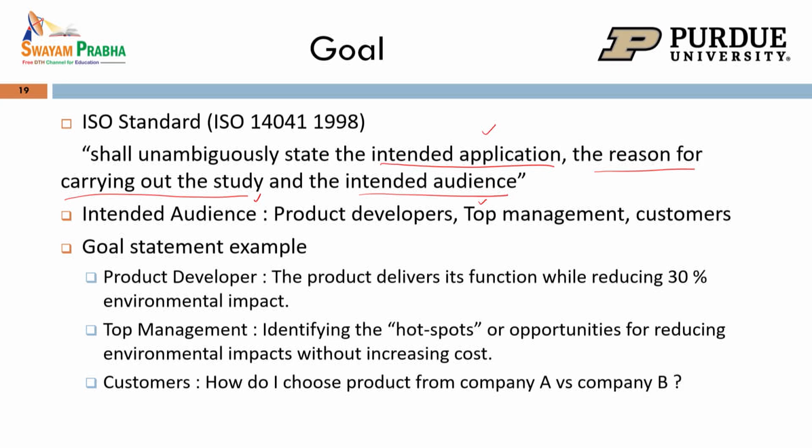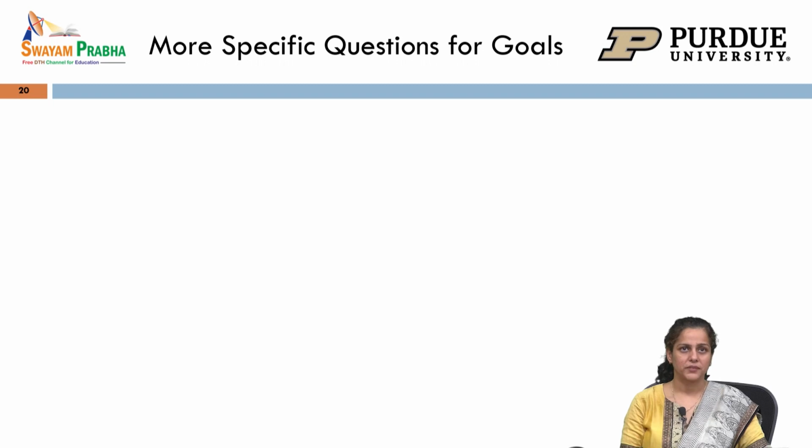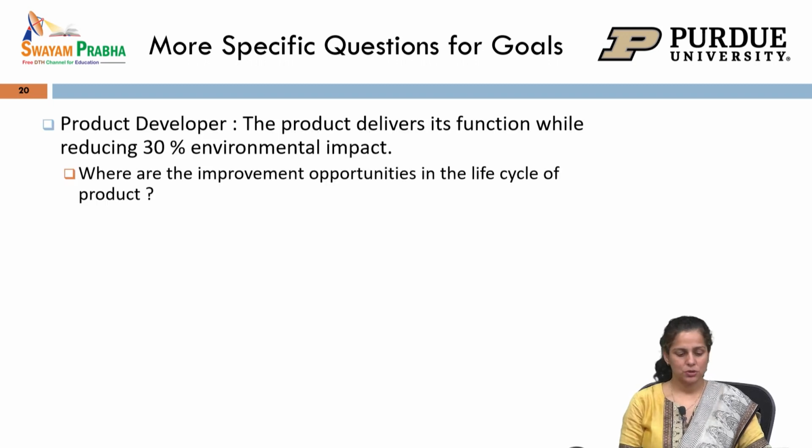For customers, the goal of my LCA is to make a choice between a product from company A versus company B. So, we can be buying the same product, but we want to make a choice between company A and company B. So, the goal of LCA would be targeted towards this audience to inform their choices. More specific questions for goals.